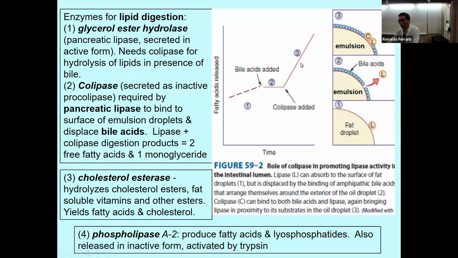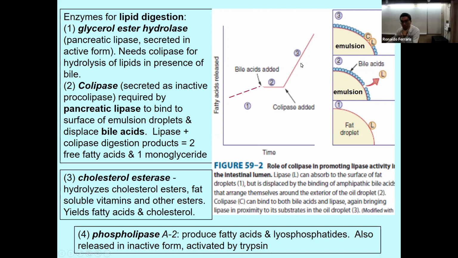And the bile acids actually displace the pancreatic lipase. So digestion stops, as shown by this fatty acid released here. Then what colipase does is to actually grab the pancreatic lipase, displace the bile acids on the surface of this emulsion, and then bring the lipase back onto the surface.